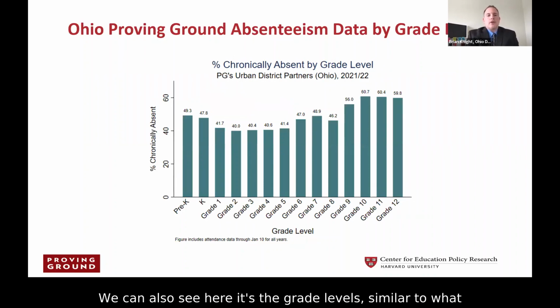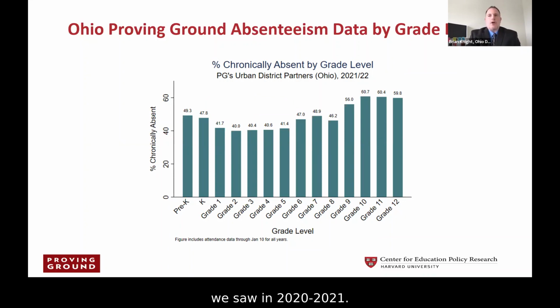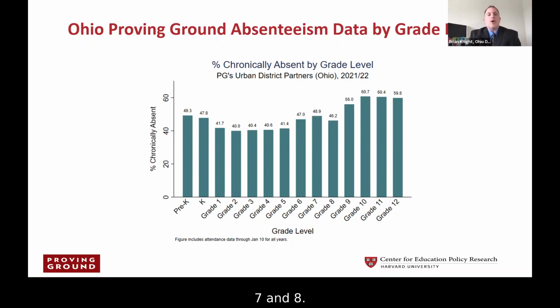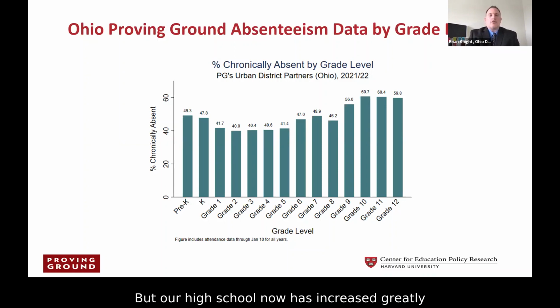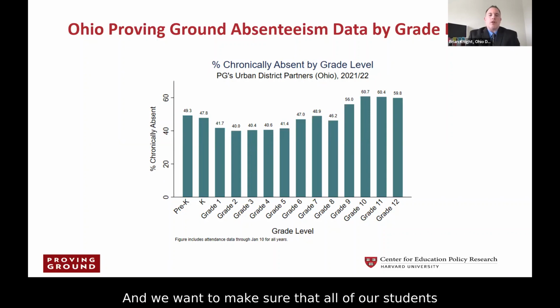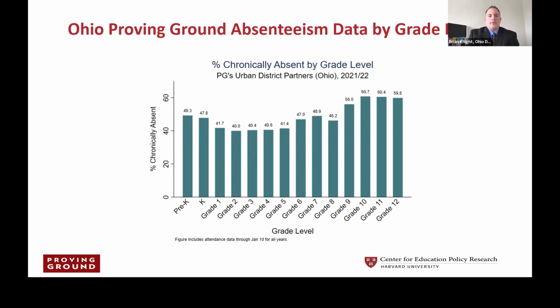We can also see here the grade levels, similar to what we saw in 2020, 2021. We're seeing the increase, but the dip is starting to level off a little bit at our grades 7 and 8. But our high school now has increased greatly in these 3 urban districts. And we want to make sure that we are putting programs in place to help our high school students. There's multiple ways in Ohio to receive a high school diploma, and we want to make sure that all of our students have opportunities to do that. Next slide.